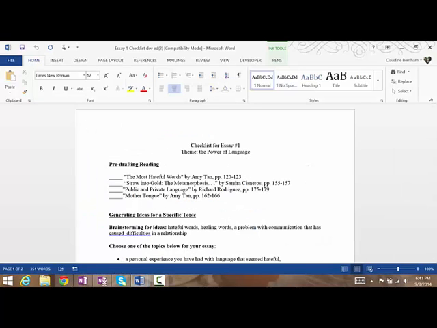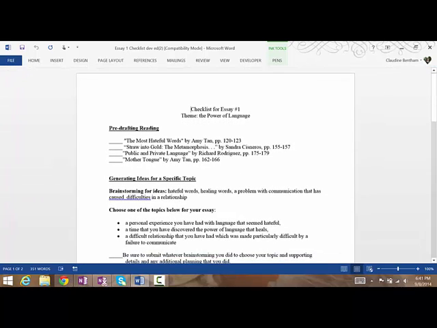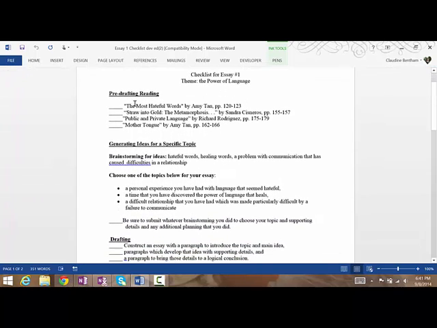As you can see here, more or less you would have read the majority of the information that you see here, just to start giving you some ideas in terms of your topics. The hateful words, healing words, a problem with communication. My students in the past wrote an essay about empowering words. Some people selected that. Abusive words, and so forth. So anything along the lines of the power of language.